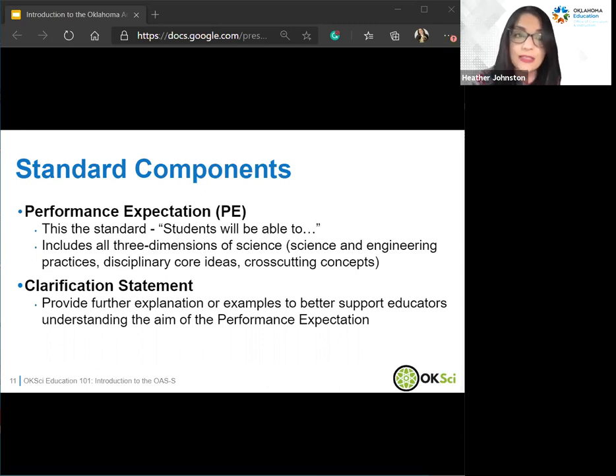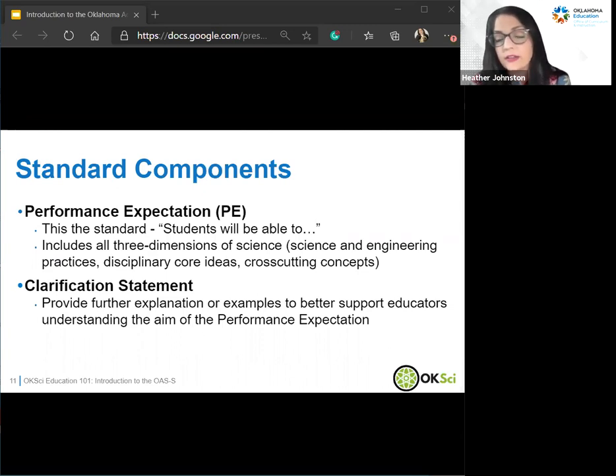Each of the performance expectations includes the 3 dimensions of science. So those foundational boxes that were blue, orange, and green. We have science and engineering practices, disciplinary core ideas, and cross-cutting concepts as the 3 dimensions.